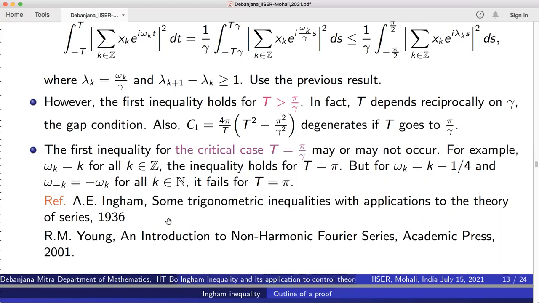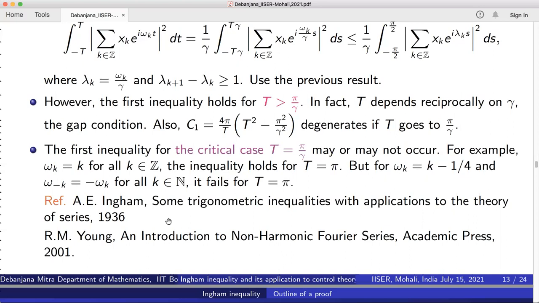Now if you have any question you can ask on that, because next I will give a brief idea of how it comes up when we are studying the controllability problem for the Navier-Stokes equation. If you have any question, you can ask on this topic.